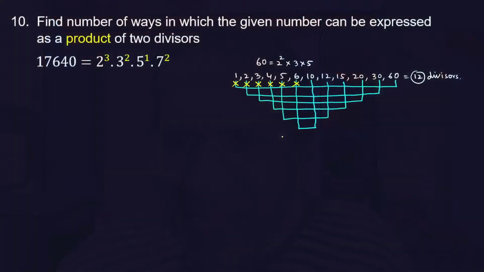How did we get that? What was the total number of divisors? It was 12. And when we express the number as a product of two factors, how many such ways are there? We got 6 ways. How did we get that? It's simply 12 divided by 2. So in this case, the total number of divisors divided by 2 will give us the total number of ways in which a number can be expressed as a product of two divisors.